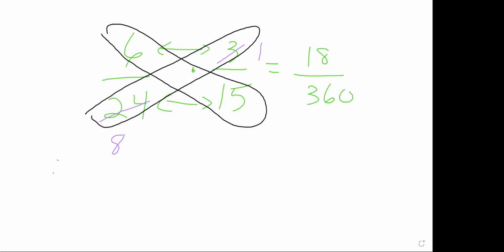Now, what about looking at 6 and 8? 6 over 8. Is that possible to reduce? Yes. I could use a 2, so I'm going to use a 2 to do that. 2 goes into 6 3 times. 2 goes into this 4 times. Wow.